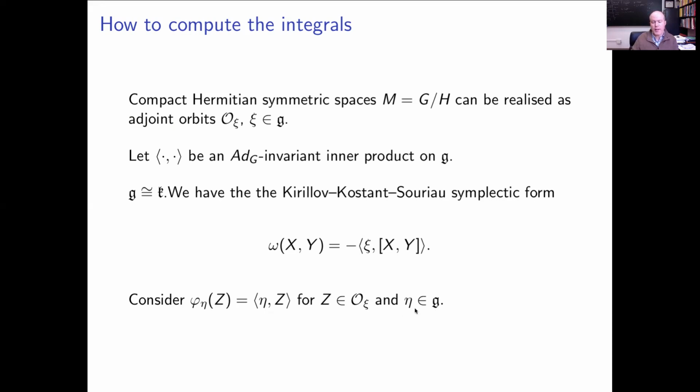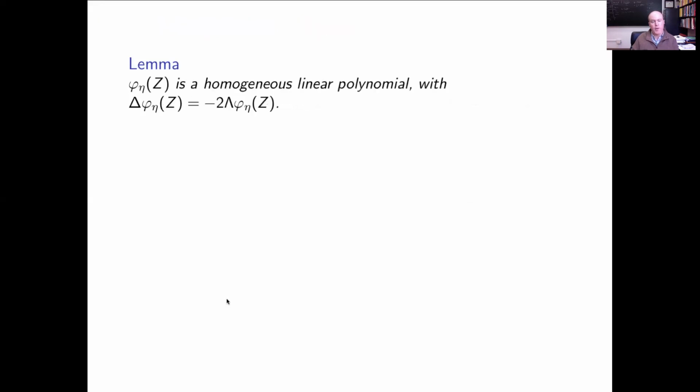So if you take an element of the Lie algebra η, you can identify that with a Killing field, and then this is the function evaluated at the point z, where z is a point in the orbit, so a point in your manifold. You can view this as an element of g, and you can take the inner product with respect to our ad-invariant inner product, and that gives you a function on your manifold. And so just to give you an idea of how these proofs work, these are the eigenfunctions we study. This is a homogeneous linear polynomial, and it lies in the right eigenspace.